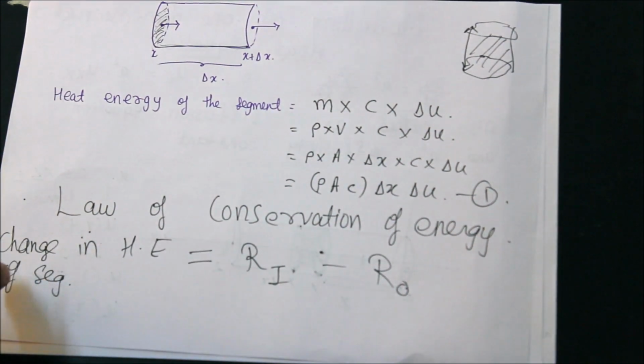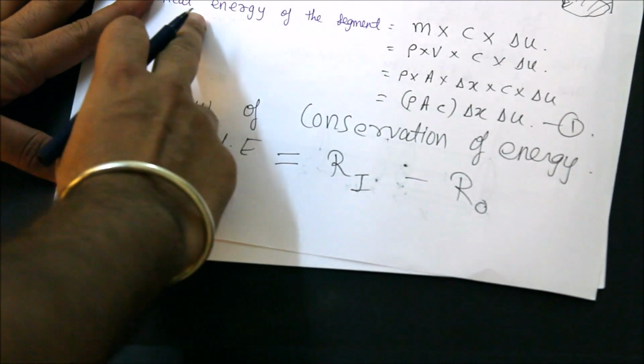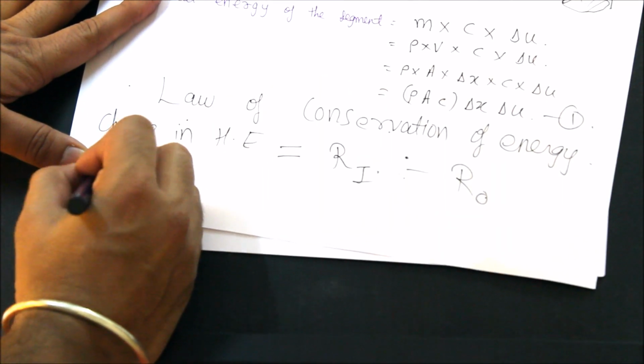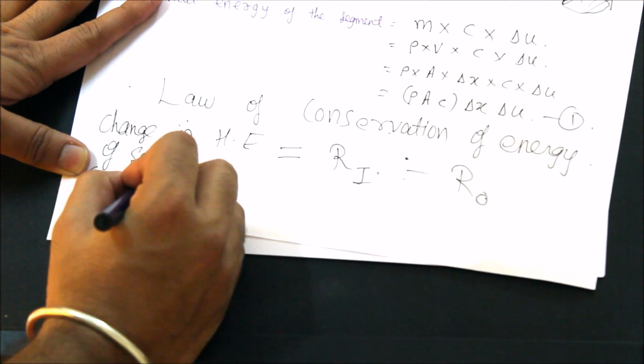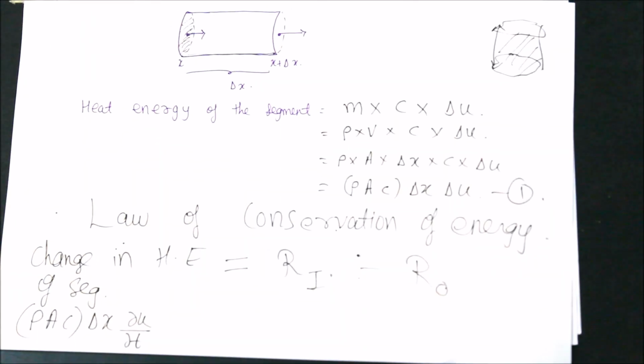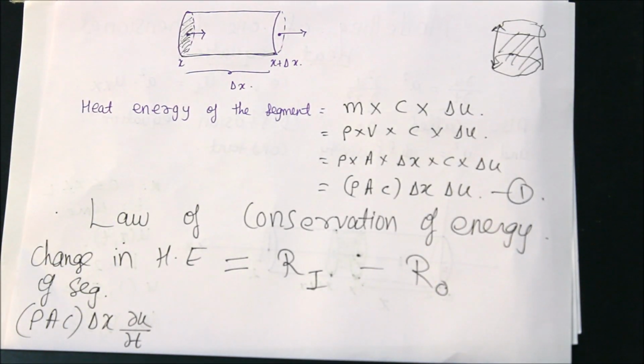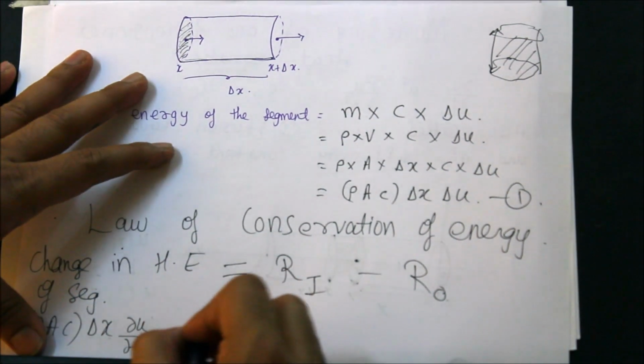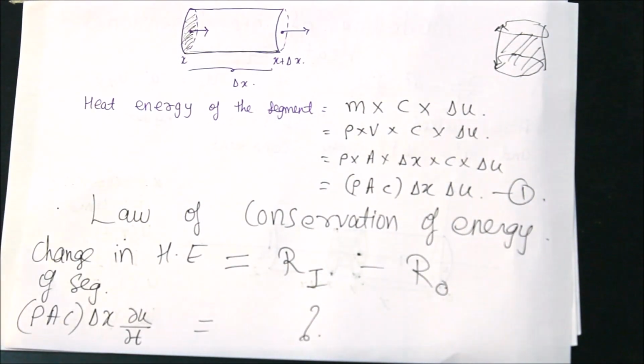So what is this quantity? It is the change in heat energy. I know that the heat energy is this, so this is nothing but rho A C delta x into del u by del t, because it is the change over time. So my delta is nothing but del u by del t. Now the question is, what is Ri minus Ro?